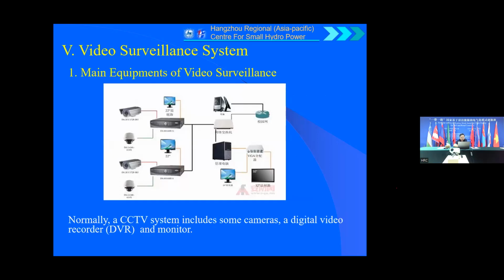Main equipment of video surveillance. Normally, the CCTV system includes some cameras, a digital video recorder, also known as DVR, or right now we are using NVR, network video recorder, and a monitor. This is the structure of the CCTV system. We connect all these cameras to the DVR, and the DVR records these videos, and we can use a monitor to get into the DVR and see the videos.